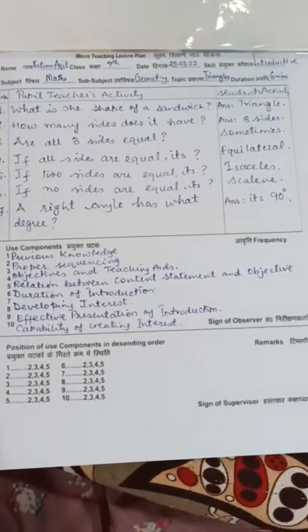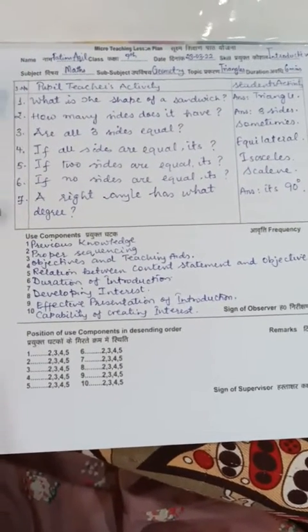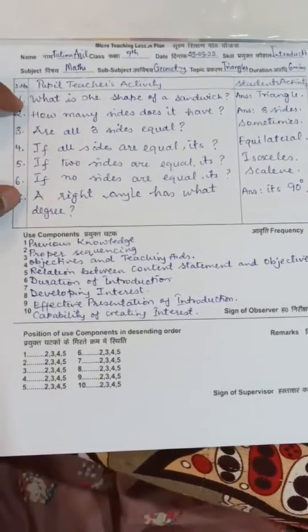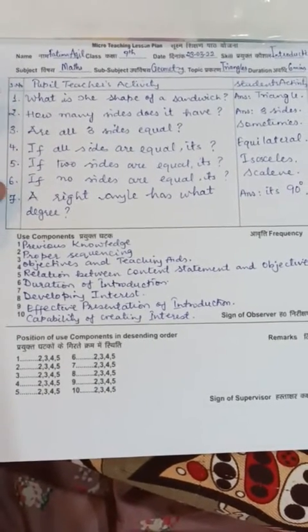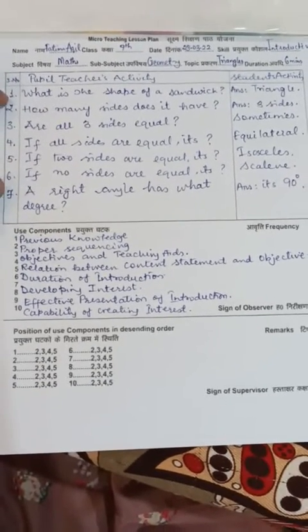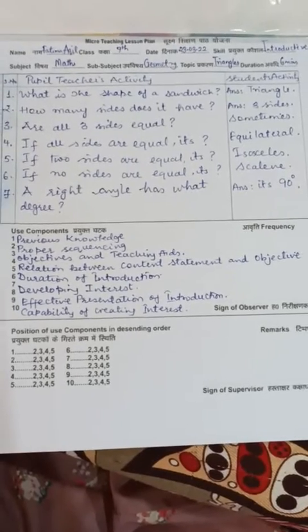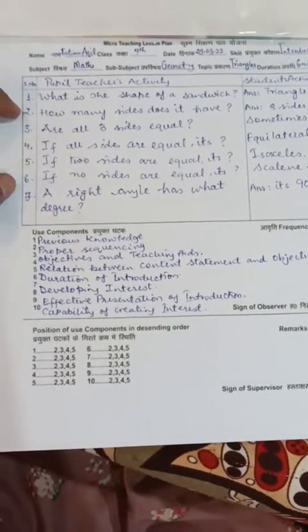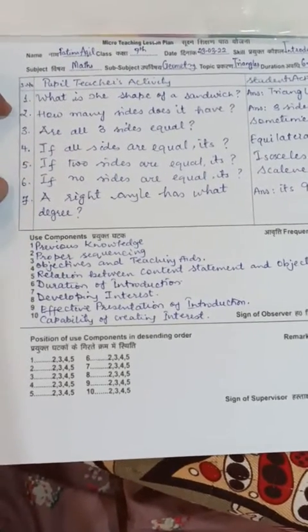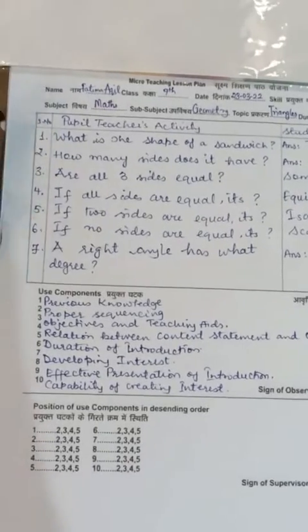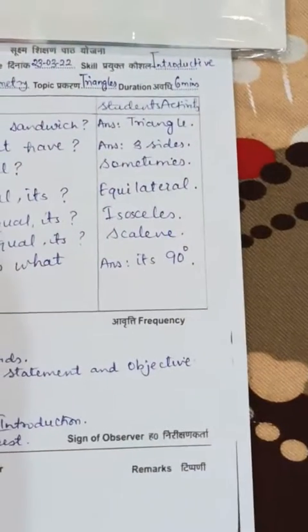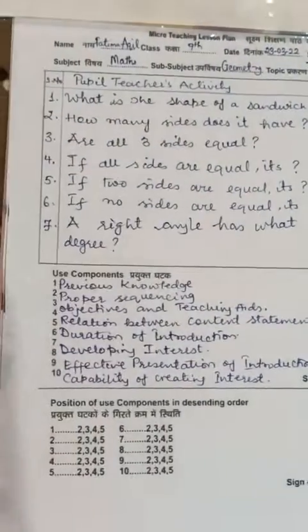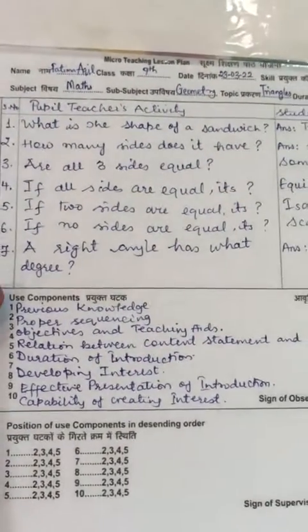So now this is the first skill, our introductory skill. We are first going to introduce the topic of triangle. We are going to give examples of some things which have the shape of a triangle, so that students will be familiar with the topic, and we can also test their previous knowledge using this information. So this is the introductory skill, and these are the questions here. This is the pupil teacher's activity, and we have the response from the students, and these are the components that have been used in this.